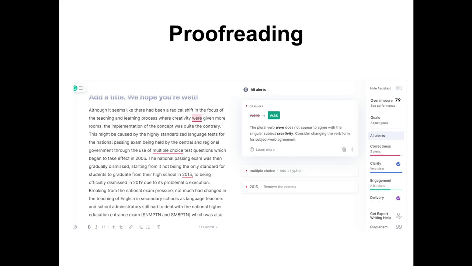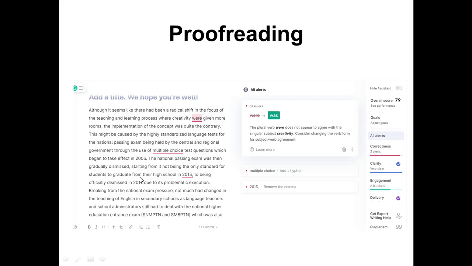Proofreading. And proofreading, what is proofreading? Add a title. We hope you are aware. Although it seems like there had been a radical shift in the focus of the teaching and learning process where creatives were given more room. Proofreading, where the government, through the use of multiple choice tests.